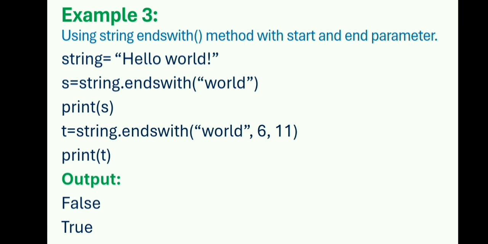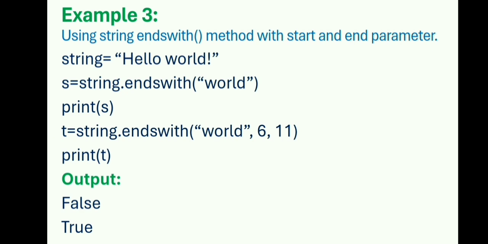In the following statement, we apply the string endswith method to this string by passing three arguments: the substring "World", the start index value of 6, and the end index value of 11, and store the result in a variable t. Then the print statement print(t) prints the return value of the endswith method. The output of this example is true because the string ends with the substring "World" within the range of the start value of 6 and the end value of 11.